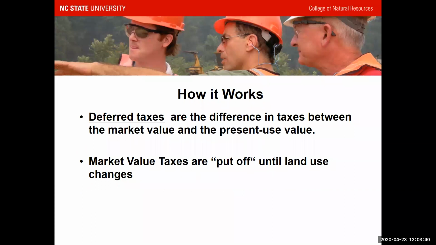So how the program works, it's a reduction in the taxes people actually pay. The fair market value is known and recorded, but the farmland value, known as the present use value, is the one that you're taxed on. Those market value taxes are deferred, but they can be reinstated, and that occurs when the land use changes.